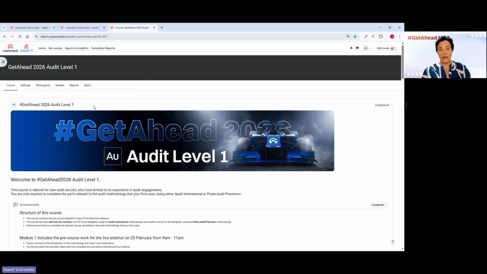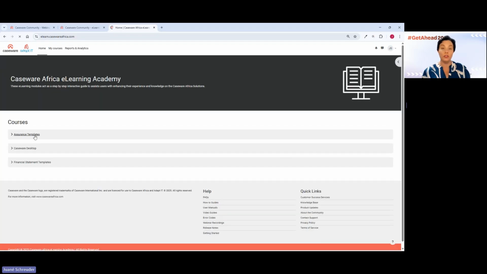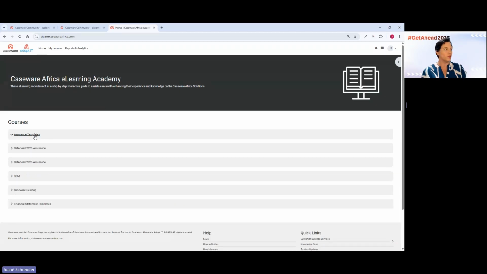So I've landed on the audit level 1 session. What we would find is if I go to the home page, which might be where you're going to land if you get there from the start, the assurance template section is where we want to be in terms of the audit sessions.